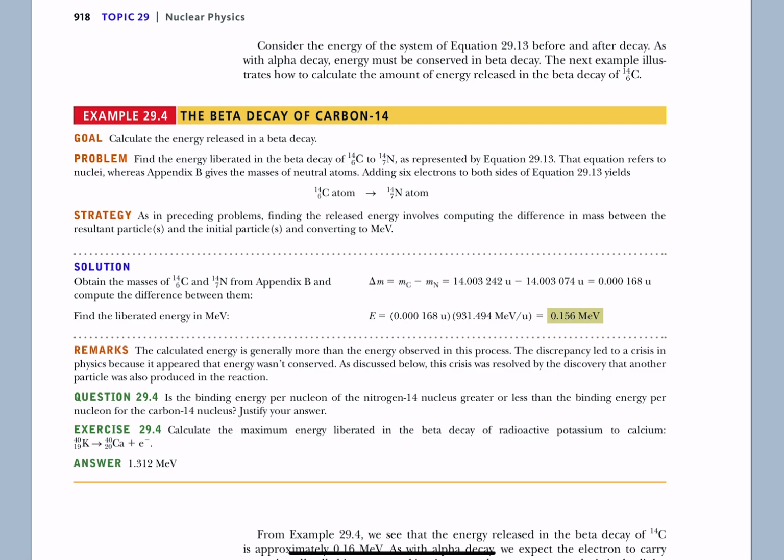And here's another problem where you have to find the nuclear mass defect and convert it into MeVs.